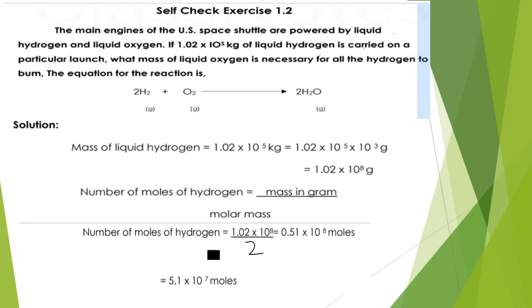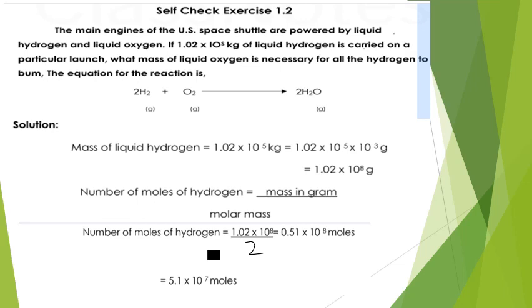The equation for the reaction is given: 2 moles of hydrogen react with 1 mole of oxygen to produce 2 moles of water. All the terms are in the gaseous phase, right? The solution for this one is given. The first step: to convert into moles, we need to convert the kilograms into grams.